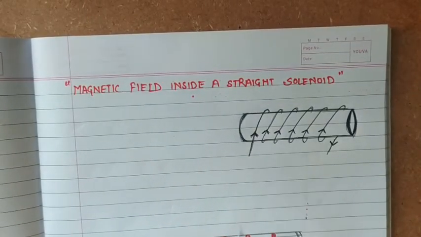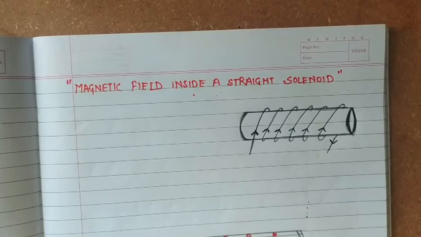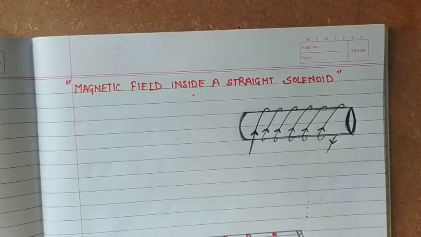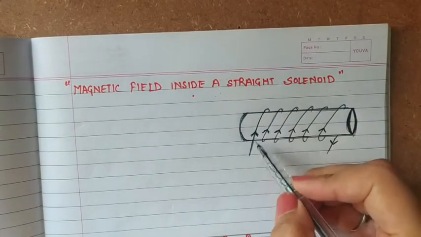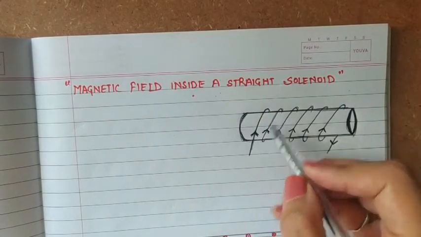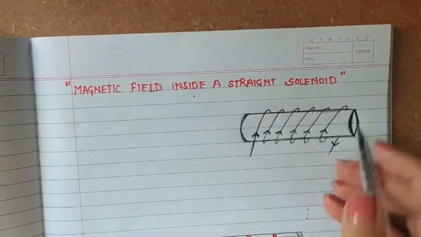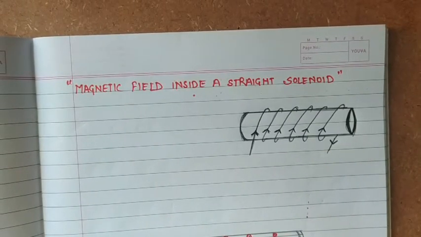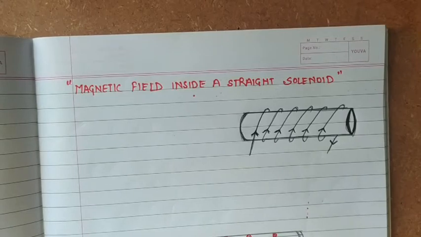This diagram actually represents a solenoid. A solenoid means an insulated copper wire that is wound closely in the form of a helix. As we can see here, this is an insulated copper wire which is wound over some core material, and it forms a helix around that core.